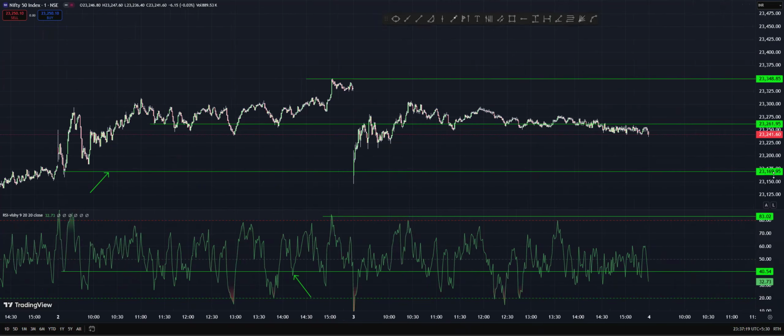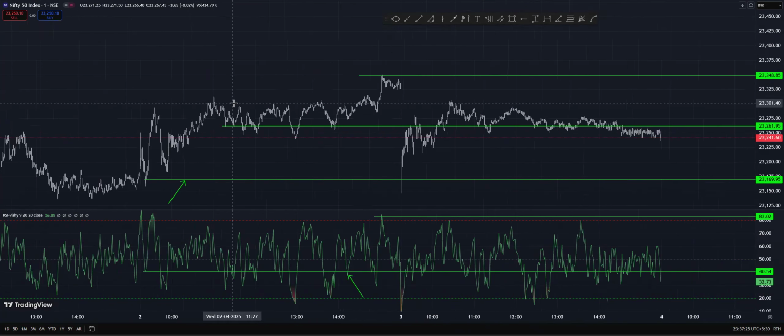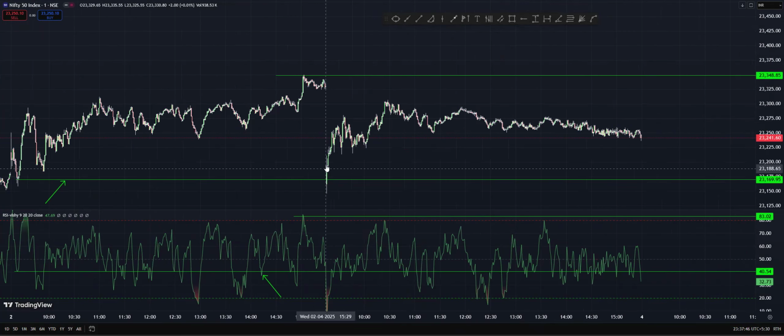Now let's analyze the price action on the third with respect to RSI. I marked the previous day's highs and lows. This is the high, and this is the low. Now when the market opened, you see the RSI was here. And when the RSI came here, the price didn't make a low. Though it made a low, where is the closing? It was closing here.